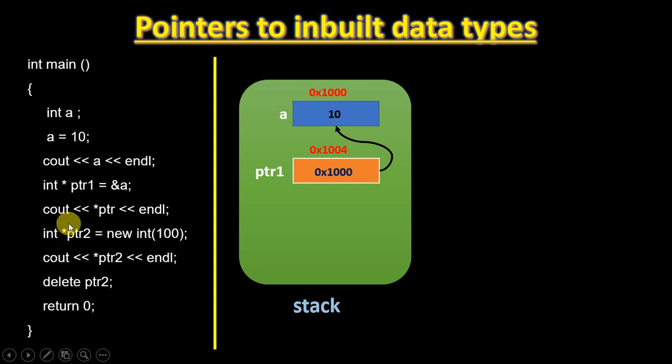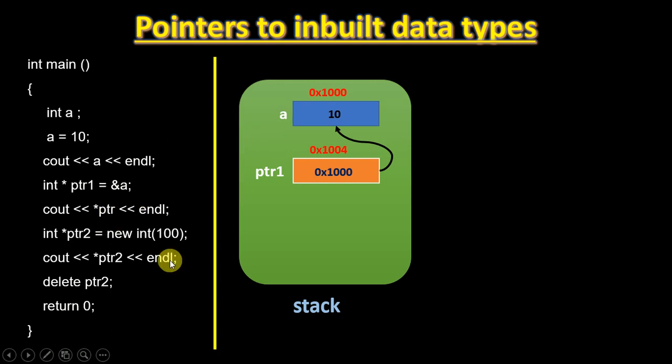Now when I say cout star ptr, how will the compiler extract the value? What is the address present in ptr? That is 0x1000. So in memory location 1000, what is the value present? That is 10. So here we'll get the value 10. This 1000 memory location is referred to as a, and it is also referred to as star ptr1. So you can access this value in two ways: either simply write cout a, or write cout star ptr1 through the pointer. Here it is star ptr1.